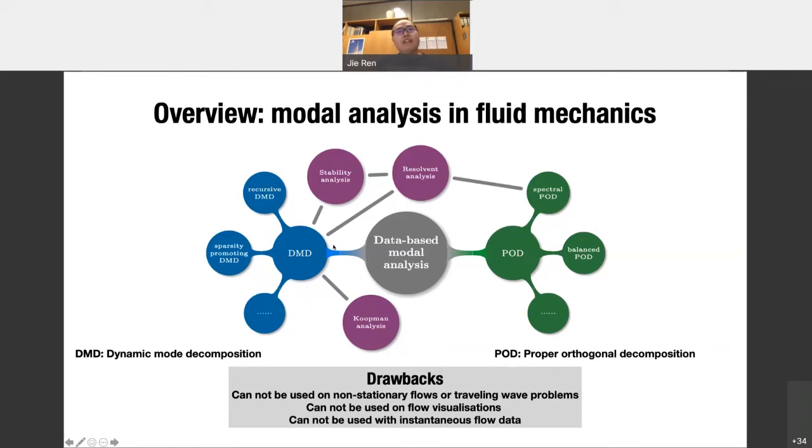If we look into these methods, we see some drawbacks. I listed three here. First, these methods cannot be used on non-stationary flows or traveling wave problems. I will show it later. Second, they cannot be used on flow visualizations. You always need flow data, even 3D data with time series. So that is the third drawback: they cannot be used with instantaneous flow data. You need time series, not a single time step. That's not okay for these methods.